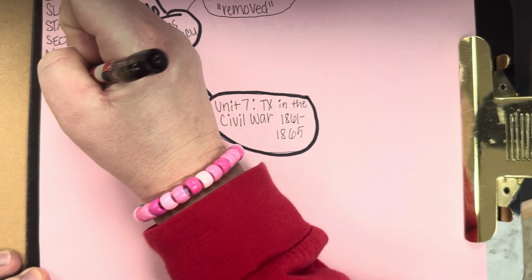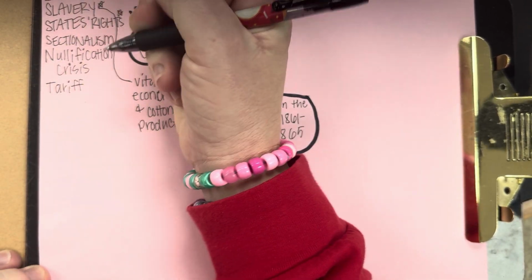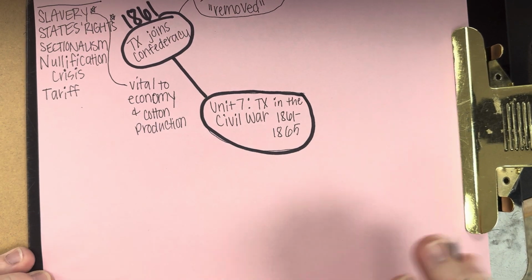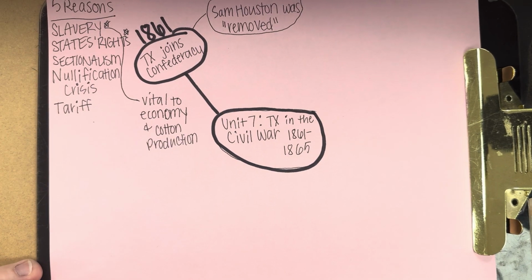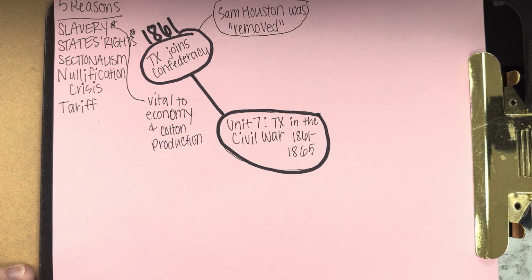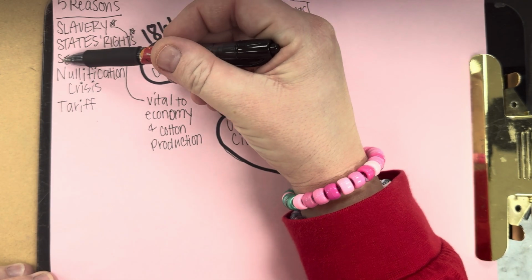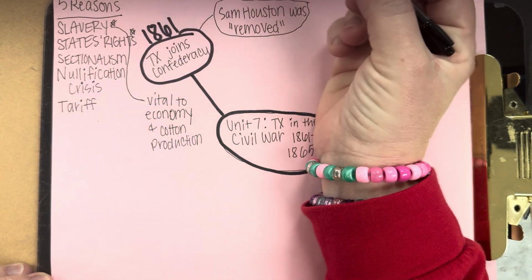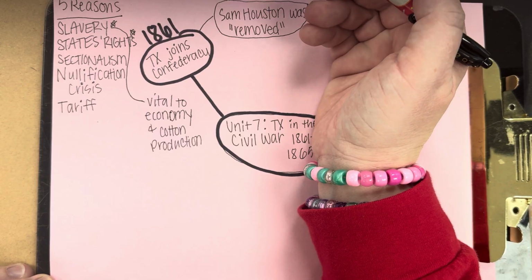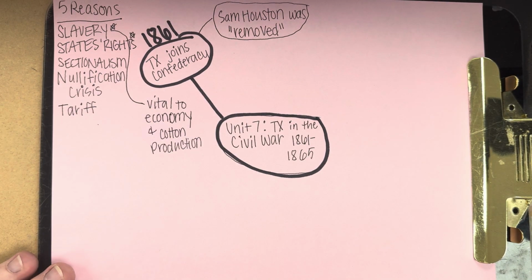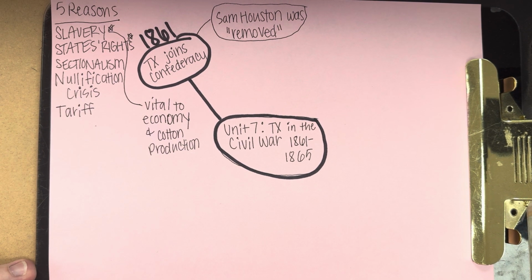The next reason was the tariff on cotton that only affected the southern states. My 7th period class came up with supersonic super ninja turtles in order to remember these 5 reasons. However you want to remember those, they're on the test, they're important, you'll need to know them.